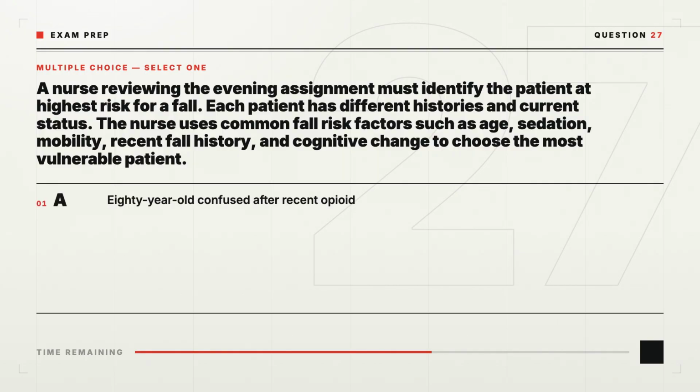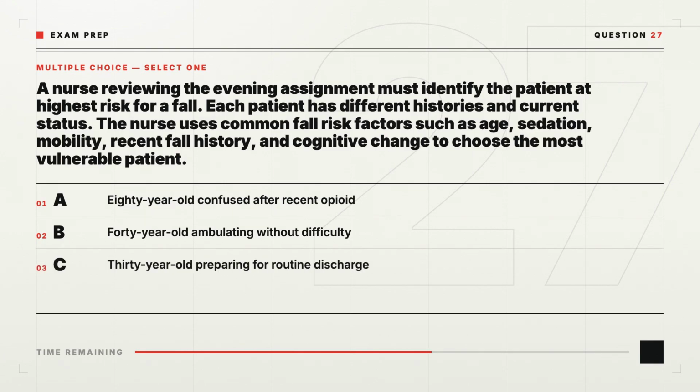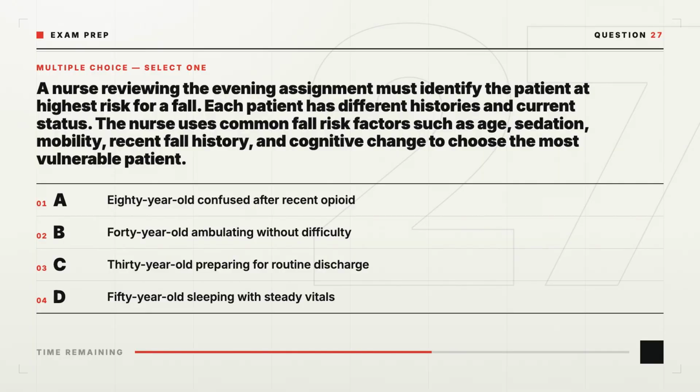80-year-old confused after recent opioid. B. 40-year-old ambulating without difficulty. C. 30-year-old preparing for routine discharge. D. 50-year-old sleeping with steady vitals. Before I reveal it, which one do you think is right?